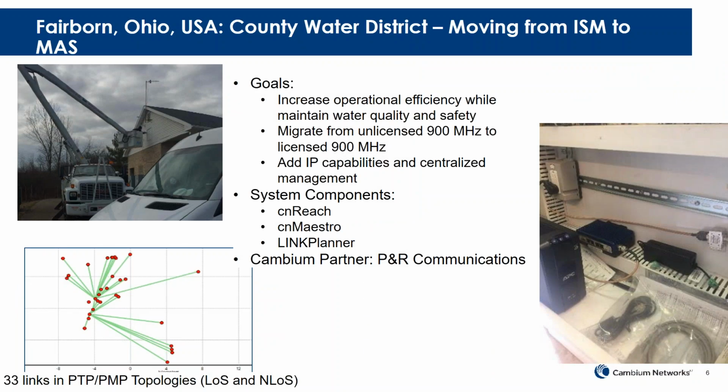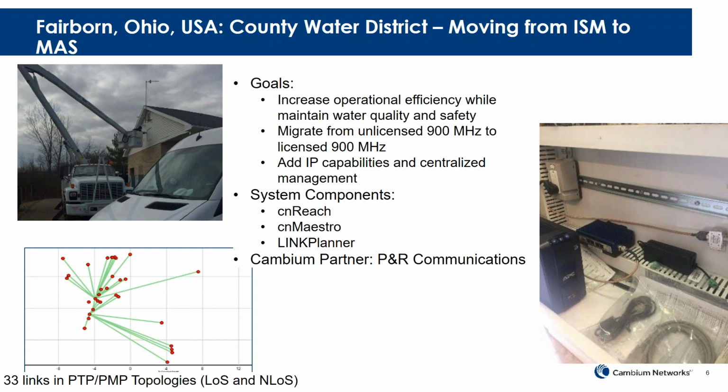Here's another example. This is also in the U.S. We have a case study on our website that you can download and read more about. But this is an example, again, of a water utility. And what they were really using here is the ability to migrate from unlicensed 900 megahertz to licensed 900 megahertz. So in this case, they were seeing some noise floor issues with their legacy system.